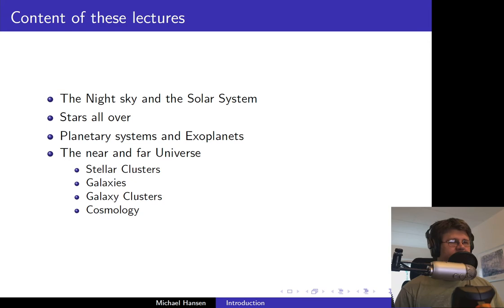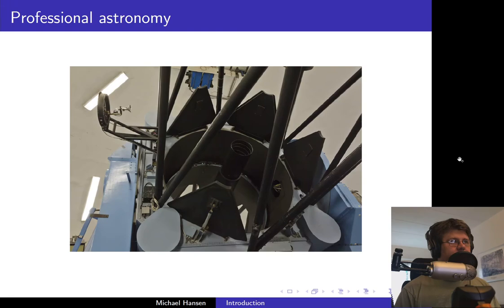So that's the content of these lectures. So let's take a look at professional astronomy, and I think perhaps the best place to start is to talk about one of the observatories that I have spent a week at as a part of a course at the University of Copenhagen. So this is the Nordic Optical Telescope. It has a 2.5 meter wide main mirror, and the secondary mirror is up here somewhere. It is used actively for research, and it is, albeit perhaps a little bit small compared to other telescopes, a fully modern telescope able to do modern research.